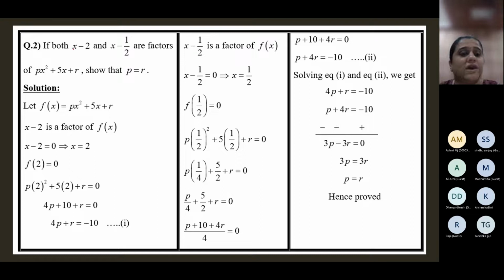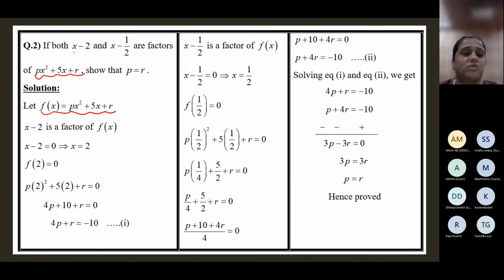If both x minus 2 and x minus half are factors of this polynomial, show that p is equal to r. So again, this polynomial is not named. So let's name it. I've called it f of x. Let f of x be equal to px squared plus 5x plus r.